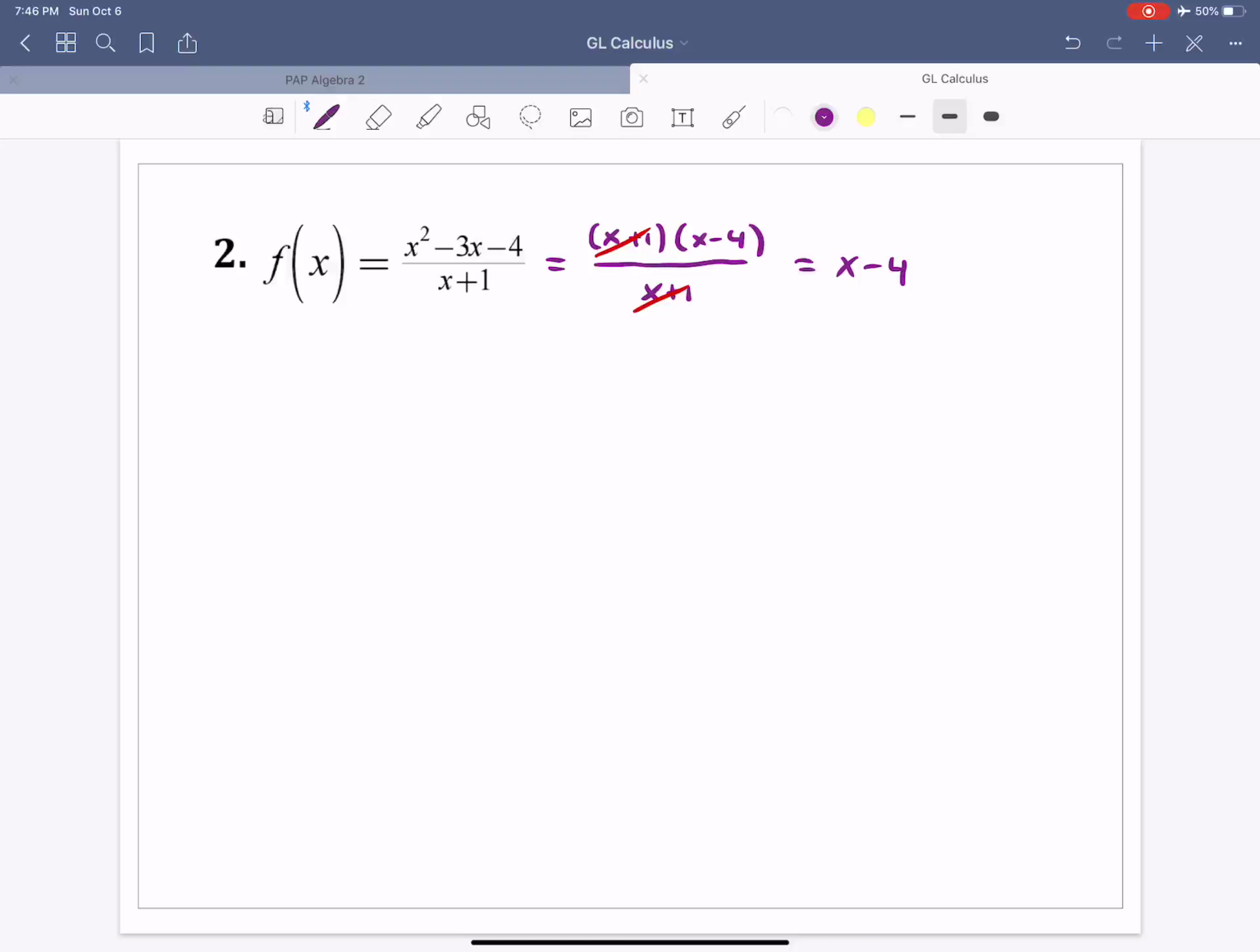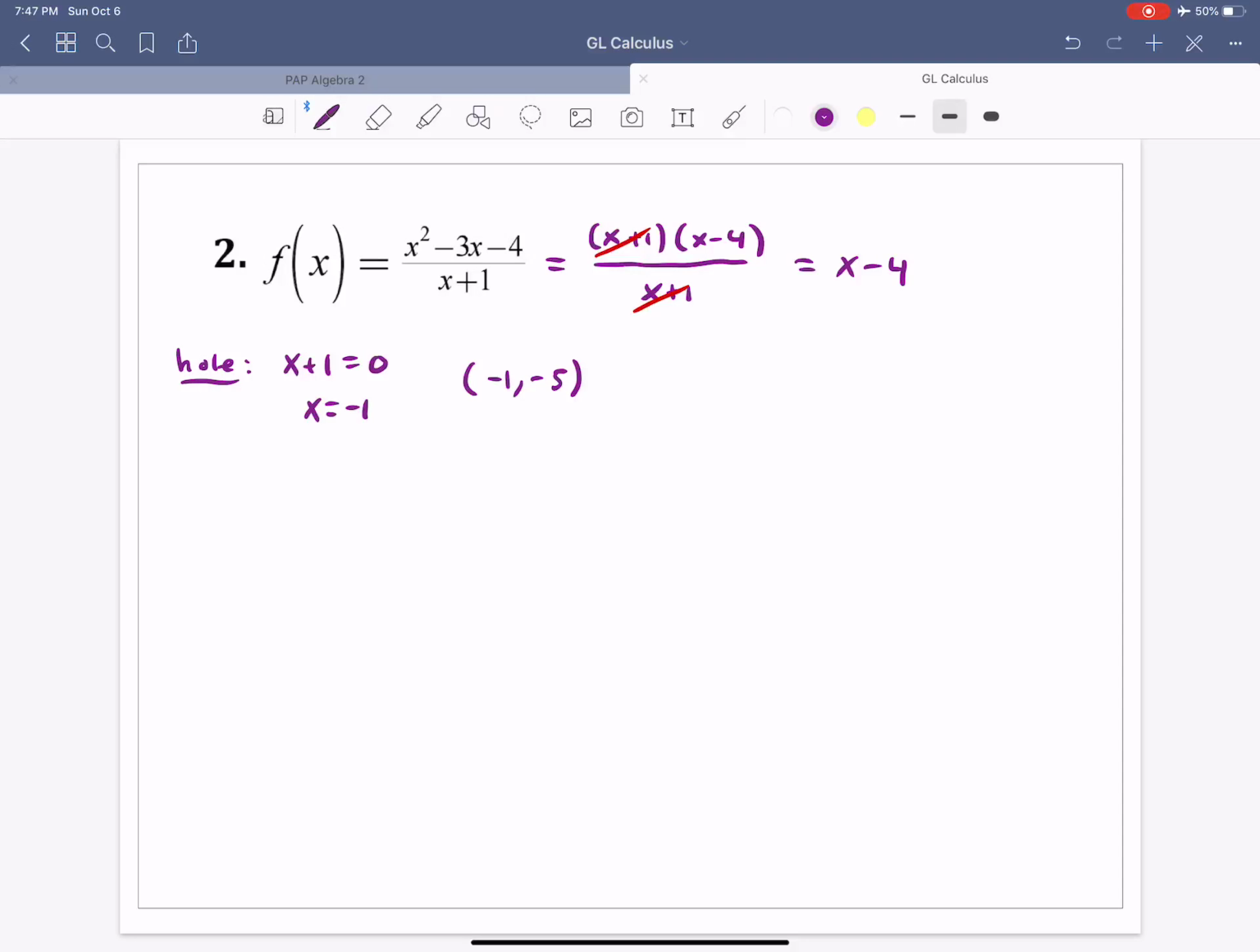Now, when you cancel a factor on the top and the bottom of a rational function, that creates a hole. And here's how you find the coordinates of that hole. You take that factor that was canceled out and you set it equal to 0. So we get that x equals negative 1. And then what we do is we take x equals negative 1 and we plug that into x minus 4, whatever I had left over. So if I plug a negative 1 in right here, negative 1 minus 4 gives me negative 5. So my hole on this graph occurs at the point negative 1, negative 5.